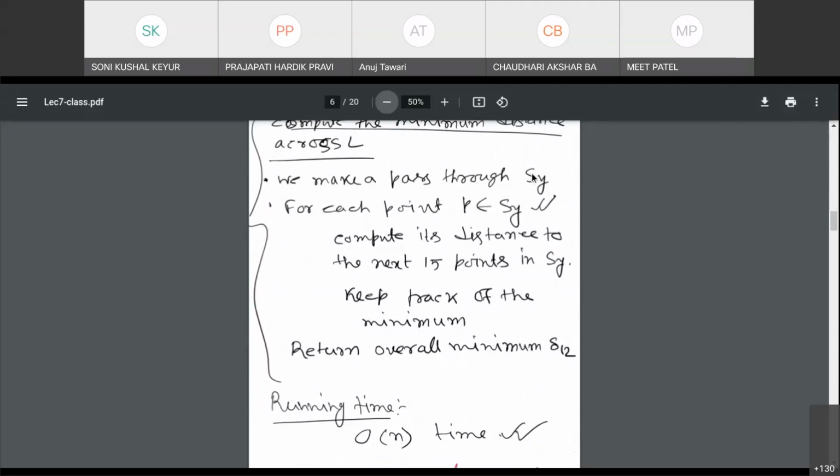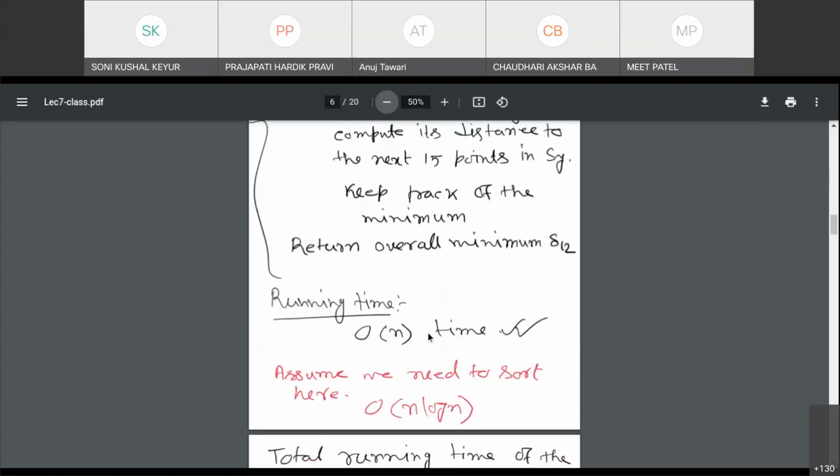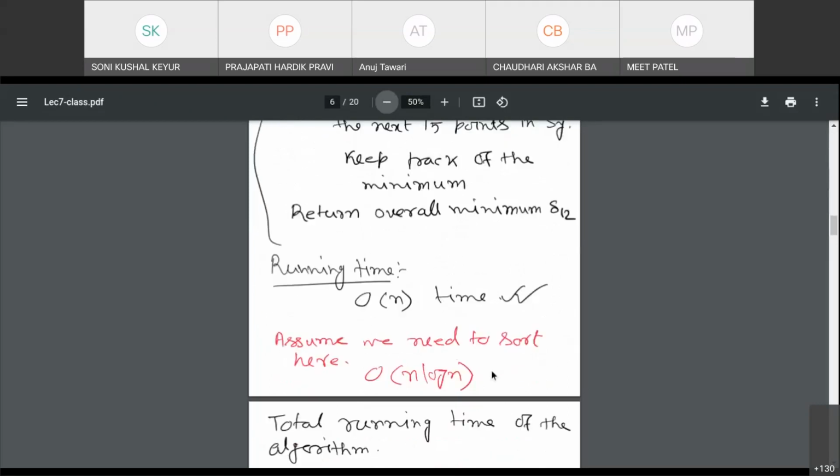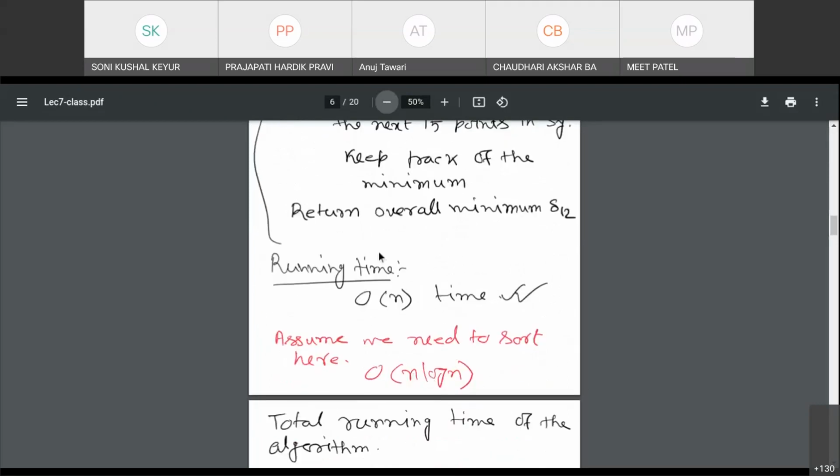So this is what you do. Initially, you sort with respect to x coordinate as well as y coordinate. Then Sy is the points in the strip sorted with respect to y coordinate. For each such point, you compute its distance to the next 15 or whatever constant number of points in Sy and keep track of the minimum. And that is your delta 1, 2. And then you just return the minimum of delta 1, delta 2, and delta 1, 2. So this works in order of n time. But at the start, the sorting will be order of n log n.